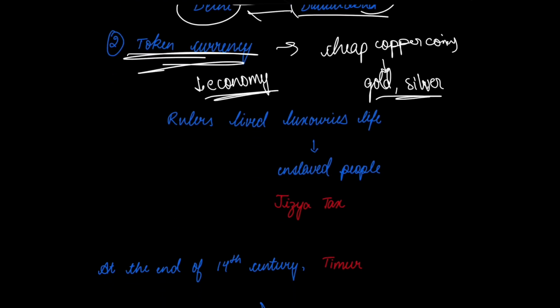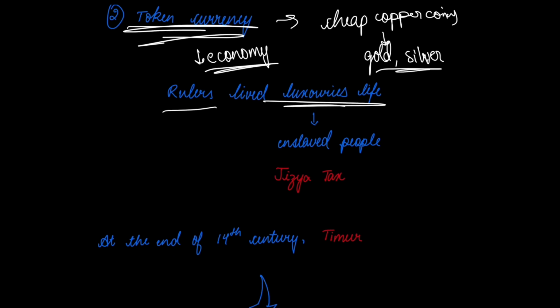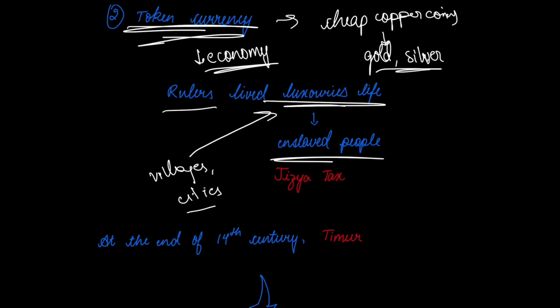And next, rulers or the sultans lived luxurious lives, and they lived this luxurious life either by plundering the villagers or stealing the wealth from villages and cities, and also enslaved people, that is free labor. Either it was free labor or they used to sell people to other places.